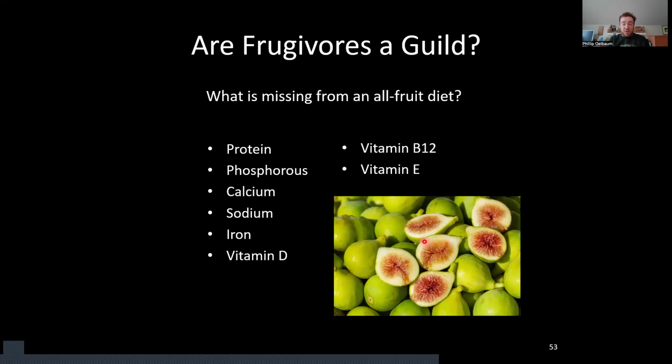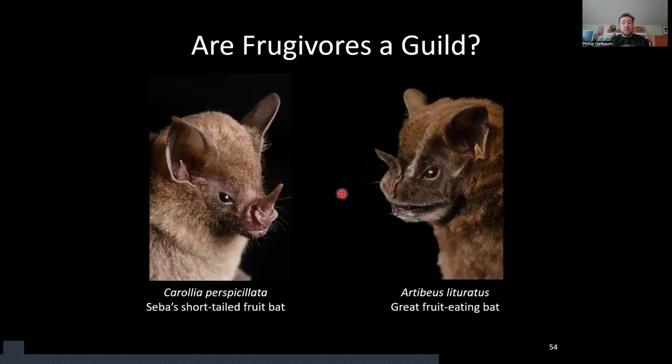Some fruits are better for filling some of these needs than others. For example, calcium is largely filled if you're eating a lot of figs. But there are still things that you're not getting. So when you're out foraging, especially in a particularly metabolically intensive period, say you're in the middle of reproducing, you're pregnant or lactating, you need more nutrients.